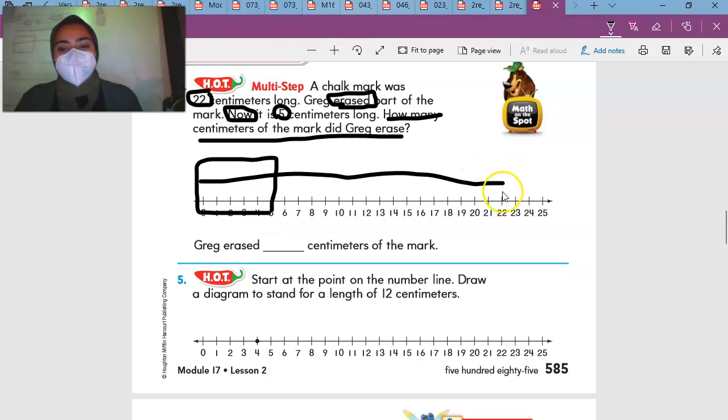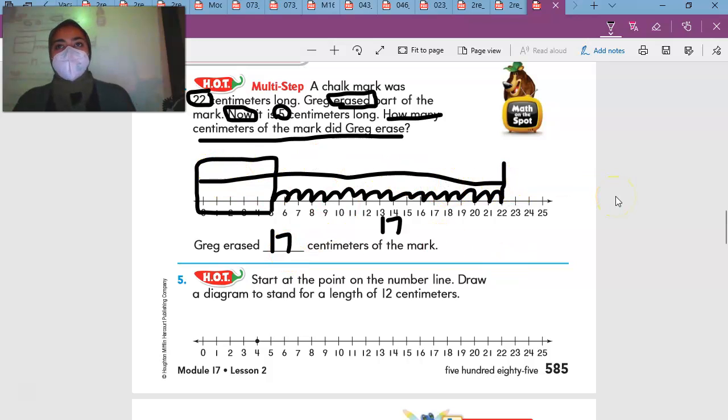It was 22 centimeters long. So how many did he erase? Let's count. 1, 2, 3, 4, 5, 6, 7, 8, 9, 10, 11, 12, 13, 14, 15, 16, 17. How many did he erase? 17 centimeters. When you draw it out like that, it's so easy to understand, right?